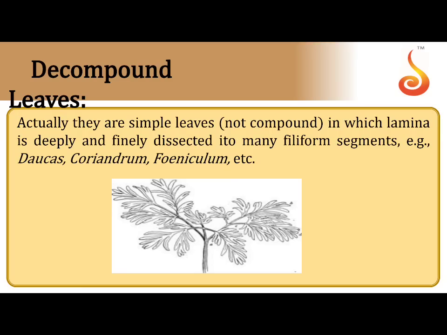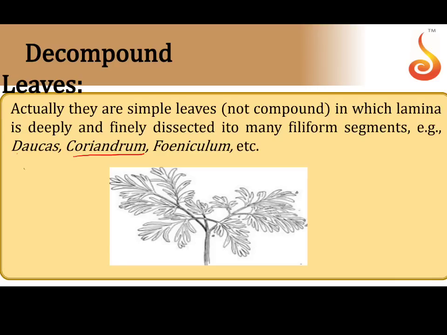The last one under pinnate compound leaf is decompound leaf. What do you understand by decompound leaf? A condition where the palm is not a complete palm, the dissection has not reached completely till the end, but the dissection leads to fine dissections. So, have you all seen coriander leaf? This comes under decompound leaf. Other than that, all the families which are very closely related with coriander such as Daucus and Foeniculum, all these come under this kind of category.